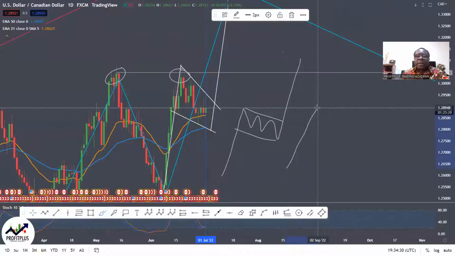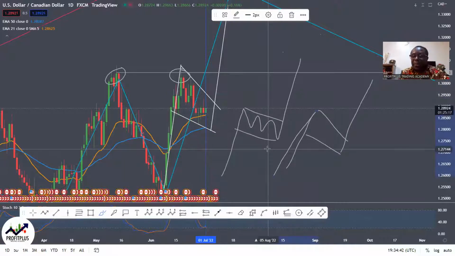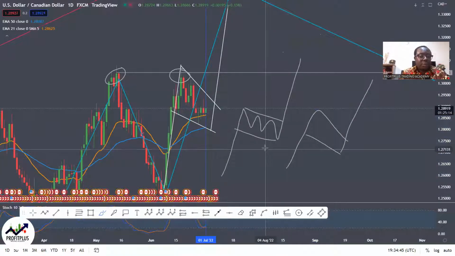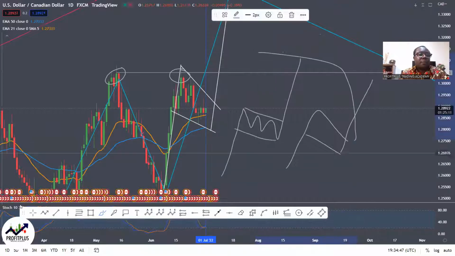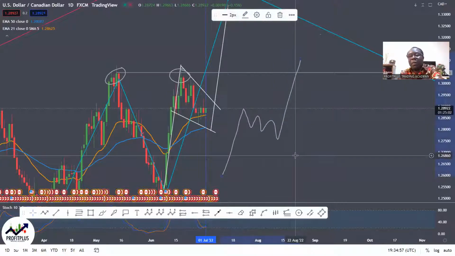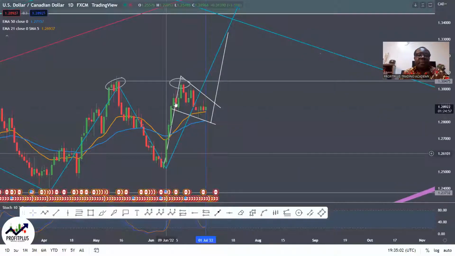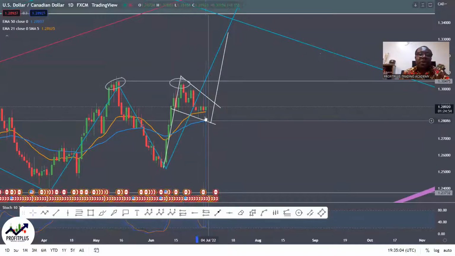All right, and it's correcting like a flag, and then we expect it to continue in the direction of the previous price action. This is what I expect to happen here. So the reason we drew this line on this impulsive price action is that there's a correction going on here.